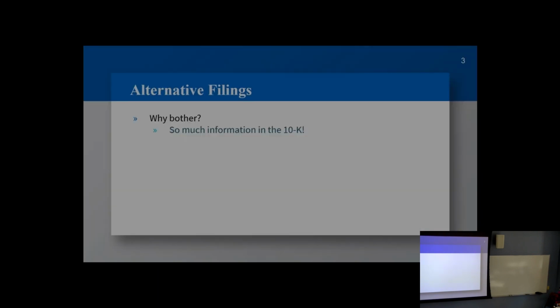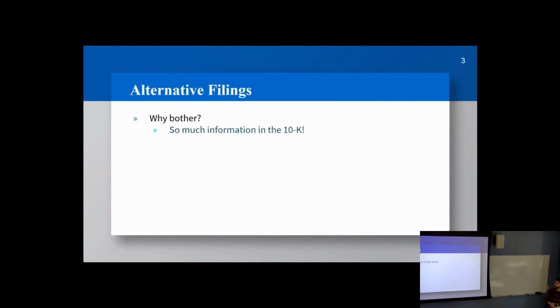All right, so today we're going to be talking about alternative filings. There's already a ton of information in the 10K. Why are companies bothering with reporting even more information? Right? If you go through and read the entirety of a company's 10K, you'd think that's capturing all the information that is potentially available for that company. So why would they bother with anything else?